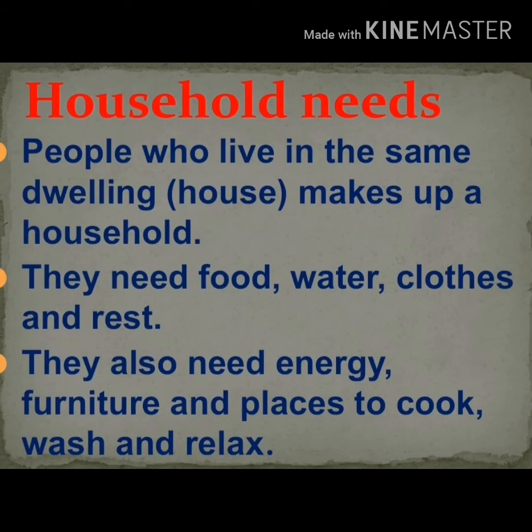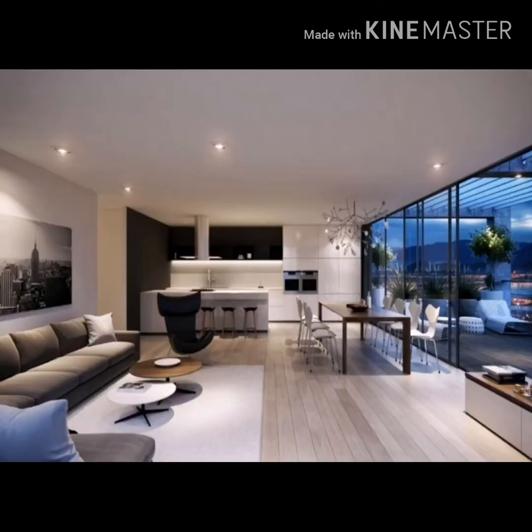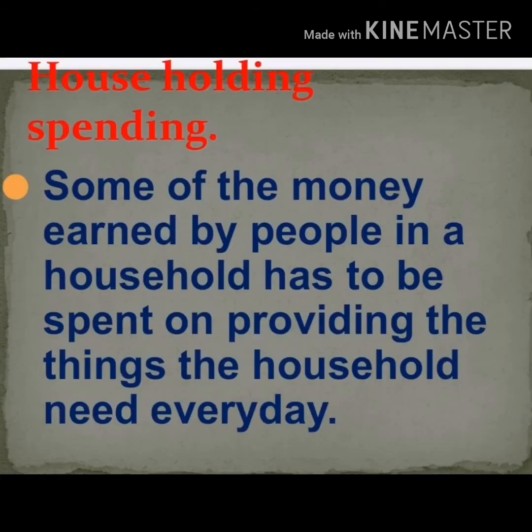Household needs. People who live in the same dwelling or in the same house make up a household. They need food, water, clothes, and rest. They also need energy, furniture, and places to cook, wash, and relax. Look at this one. It's a modern home whereby families go here to get some entertainment, watch TV, and maybe discuss some issues.